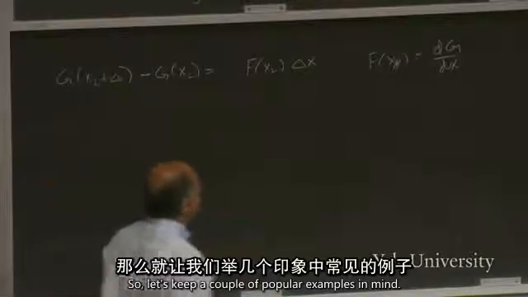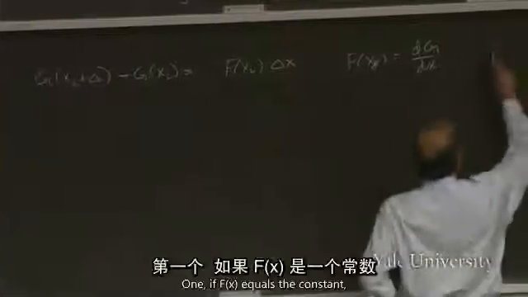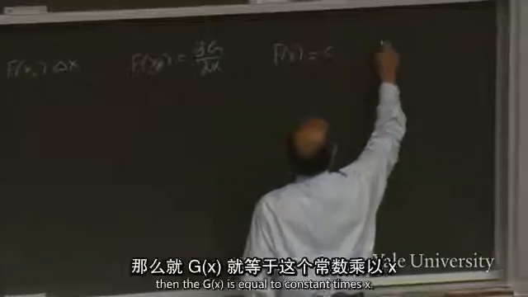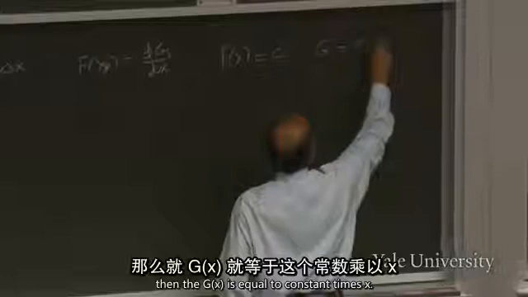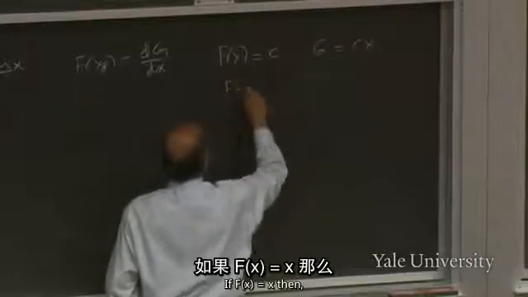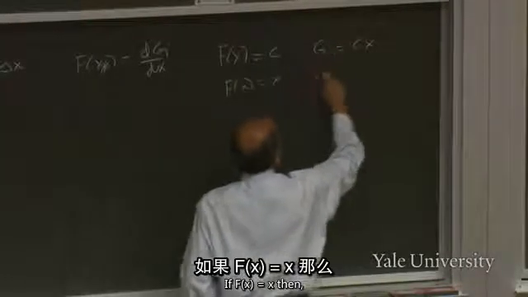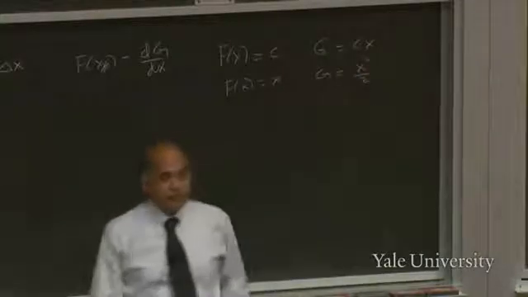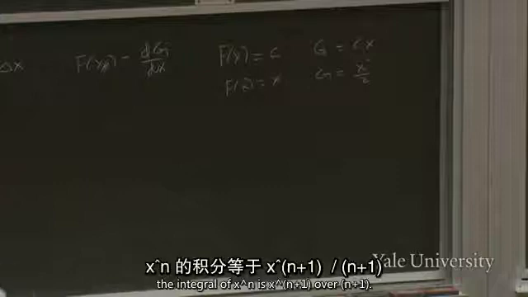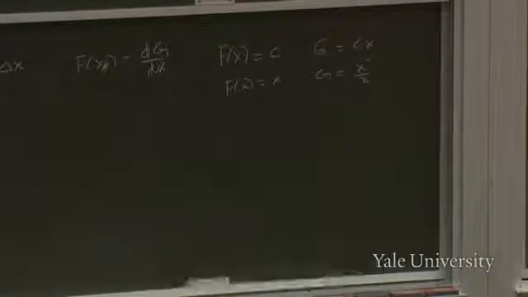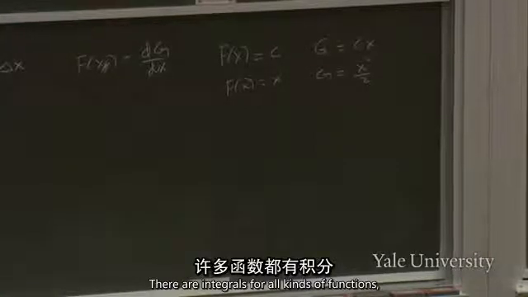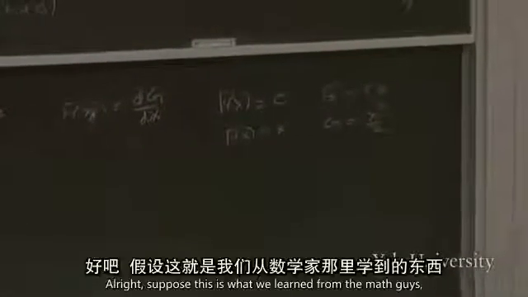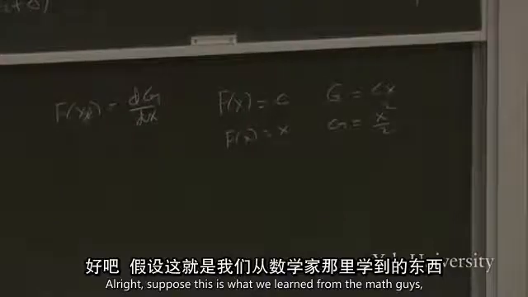So let's keep a couple of popular examples in mind. One, if f of x equals a constant, then g of x is equal to the constant times x. If f of x equals x, then g of x is equal to x squared over 2. As you know, the integral of x to the n is x to the n plus 1 over n plus 1. There are integrals for all kinds of functions, and you check them by taking derivatives and making sure you get back your f. All right, suppose this is what we learned from the math guys.